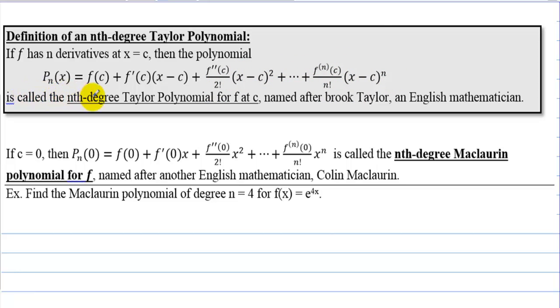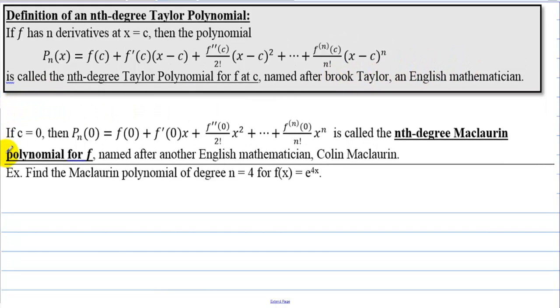This is called the nth degree Taylor polynomial for f at c, named after Brook Taylor, an English mathematician. If c equals 0, then p sub n of x equals f of 0 plus f prime of 0 times x, and we keep plugging in 0. Notice how the c is 0, so that just makes this x squared. This is called the nth degree Maclaurin polynomial for f, named after another English mathematician, Colin Maclaurin.